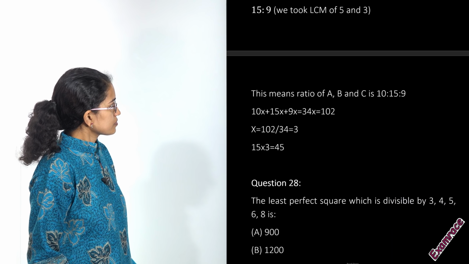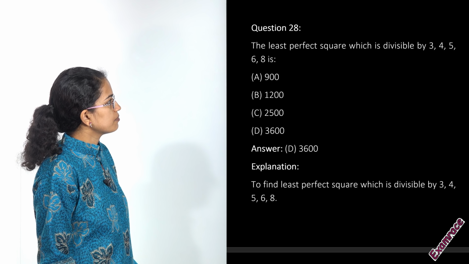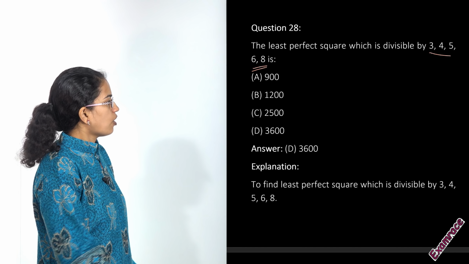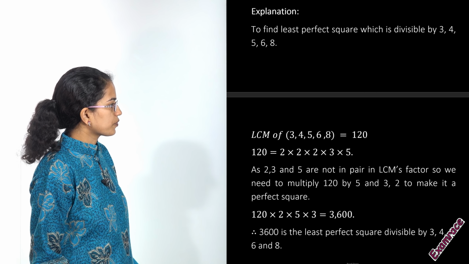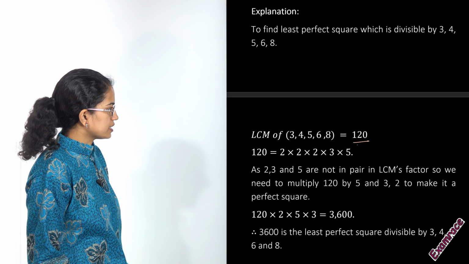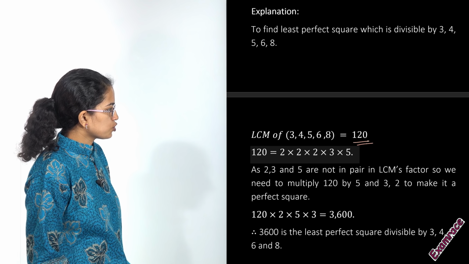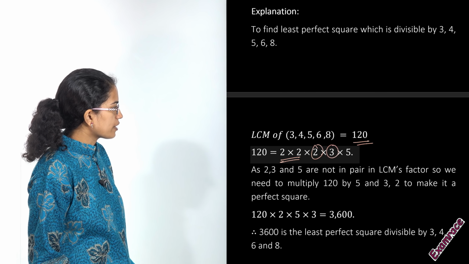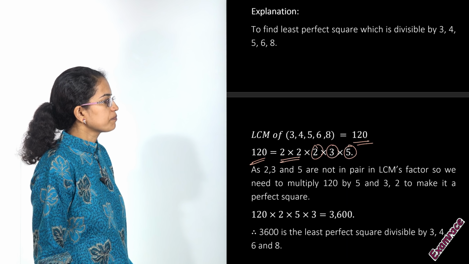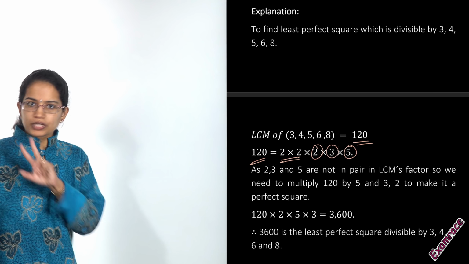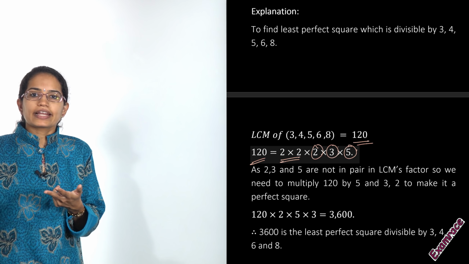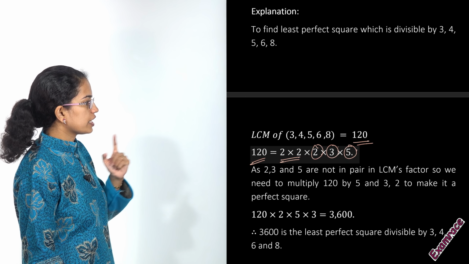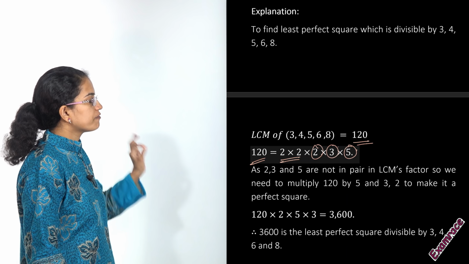The next is the least perfect square which is divisible by all these numbers. So what I do is I take the LCM of all these 5 numbers. My LCM comes to 120. Now what I do is I see the pairs. Now what are the pairs that are left around? So 2 is a pair, these 3 are left around. So I take 120 and multiply it with 2, 5 and 3. So each of those would be 2 times, and therefore when it's square I take a root, so one of those would be removed. So 120 into 2 into 3 into 5 makes the answer a perfect square.